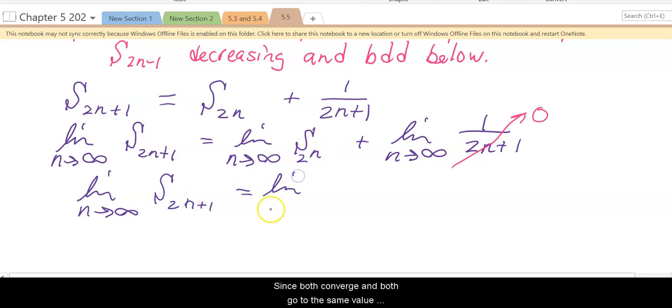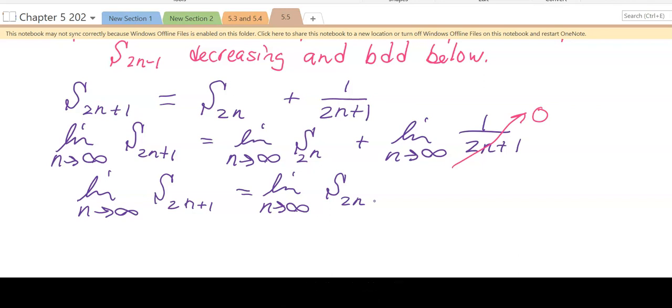Since both converge and both go to the same value, this means that the sequence of partial sums of the alternating harmonic series must in fact converge. Using other methods, it can be shown that it actually converges to the natural log of 2, but we're not going to worry about that now.